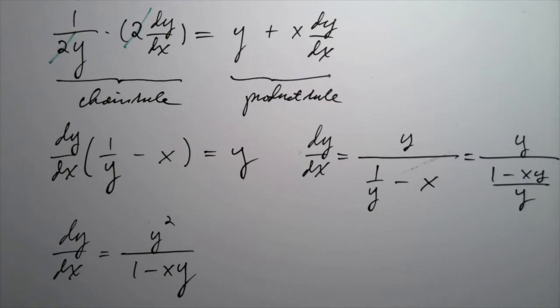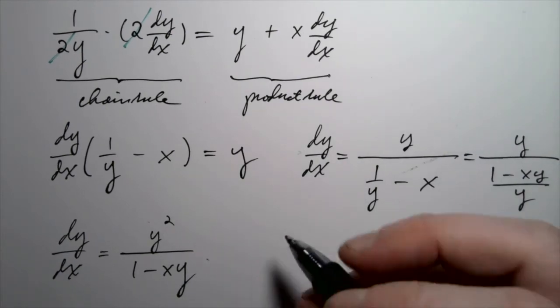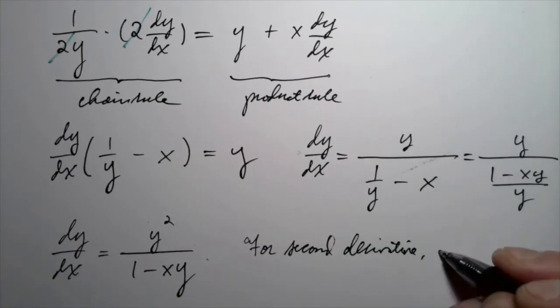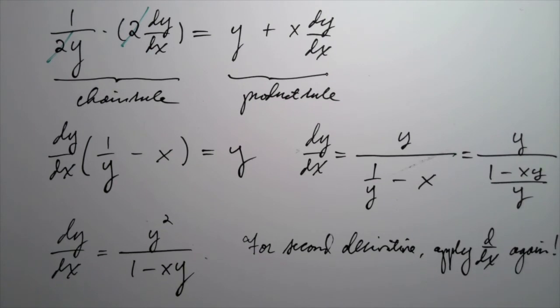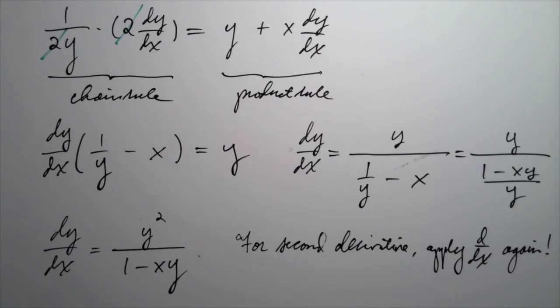Okay, so we found the first derivative. Now we need to find the second derivative. To find the second derivative, we're just going to apply the derivative operator again. We're just going to take the derivative of this entire equation, both sides of this equation.